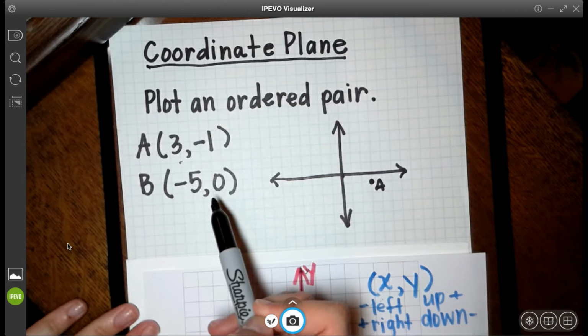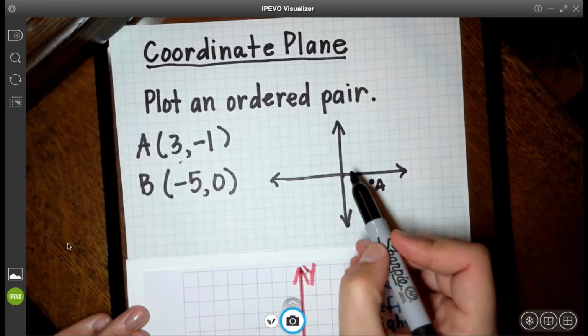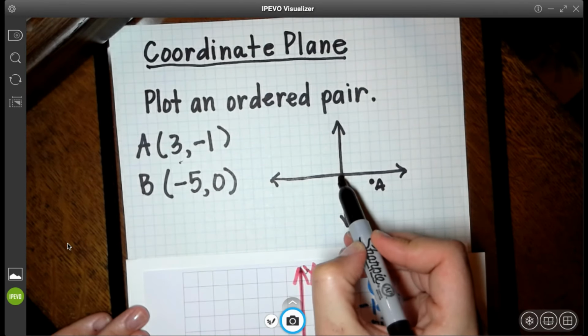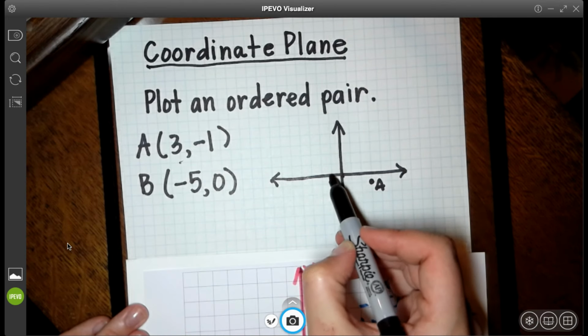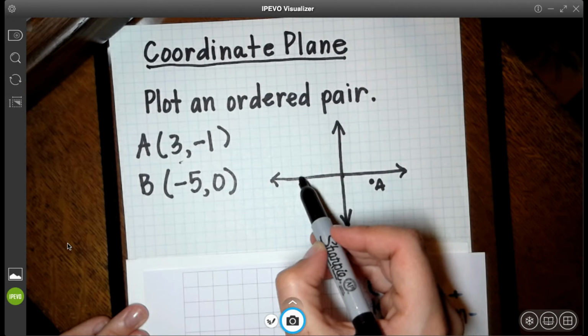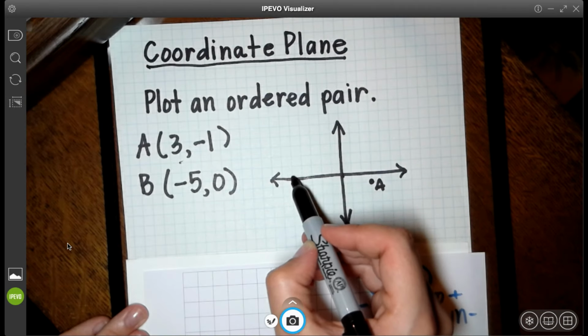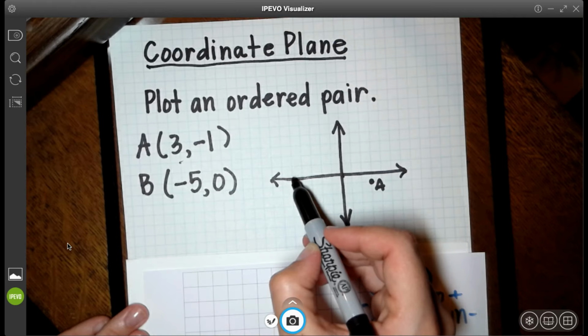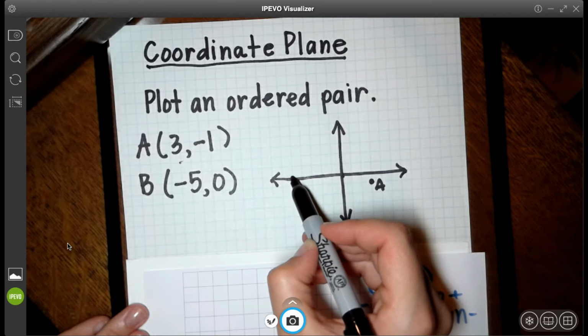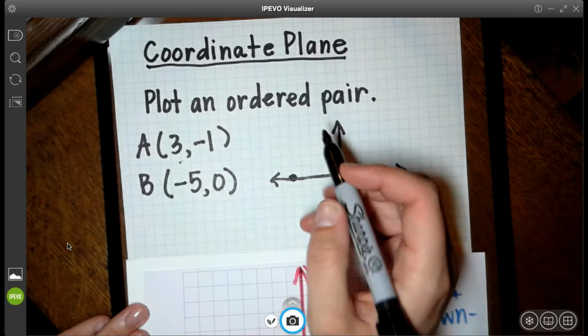Now, next, I'm going left 5 and I'm not going anywhere up or down. So if I start at 0, 0, I go left 5. 1, 2, 3, 4, 5. And I'm hovering here because I don't know what my y coordinate is, but my y coordinate is 0, which means I'm just going to stay exactly there and label this B.